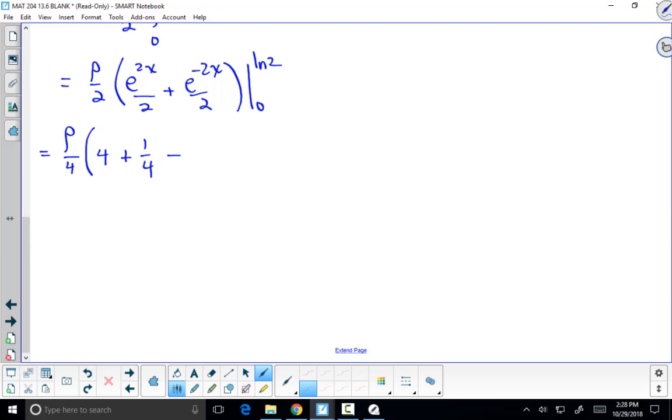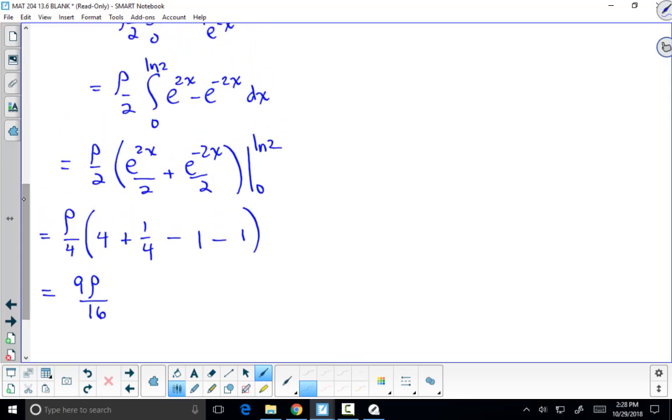minus e to the 0 is 1 minus 1 again, right? So we will end up with, let's see, 2 plus 1/4, so that's 8/4 plus 1/4, so that's 9/4, so that's 9 rho divided by 16. So that'll be the moment about the x-axis. Any questions on any step?